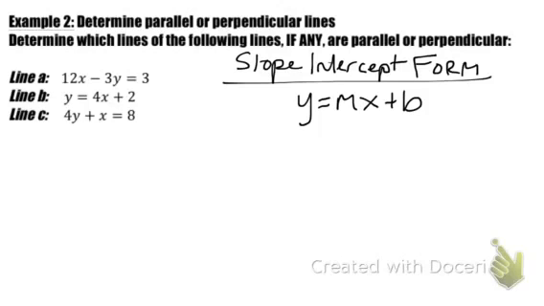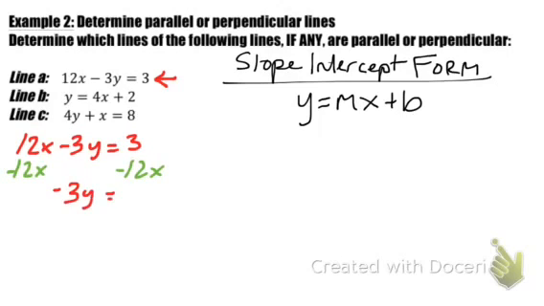So I'm looking at line A. Line A is currently in standard form, but I need my equation in slope-intercept form. So I'm going to do this in red. I'm going to write down my equation, 12x minus 3y equals 3. Because I'm turning this into slope-intercept form, I'm going to subtract the 12x from both sides. And I'm left with -3y equals 3 minus 12x.